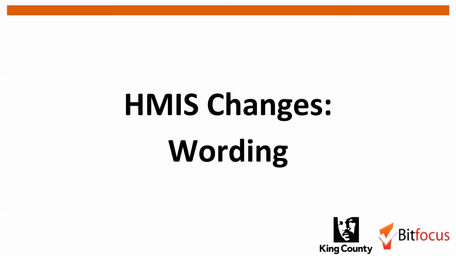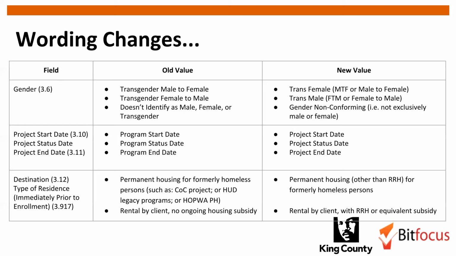There are a few small wording changes that are happening in HMIS that I wanted to be sure to cover. I won't go into them in great detail. Feel free to pause the webinar and read them at length, but there are some changes to gender, to project start, status, and end date. In Clarity Human Services, those are currently listed as program start date, program status date, and program end date, and we're changing the language to project, which is a change that HUD is requiring.